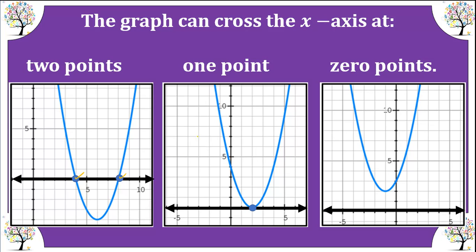Or a graph, a parabola, can have 1 solution and touch the x-axis with its vertex. In this example, the solution to this quadratic is 2. The third possibility for a solution of a quadratic is where it crosses no points on the x-axis. So in this quadratic graph, this parabola has 0 solutions. Our graph does not cross the x-axis anywhere. So we can have 2 solutions, 1 solution, or 0 solutions.